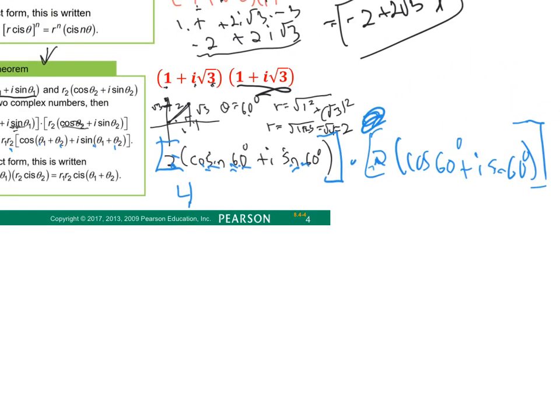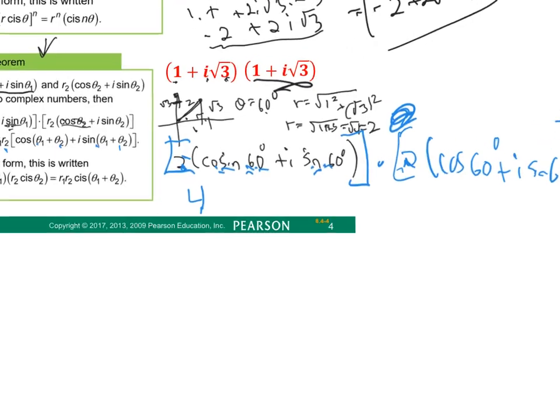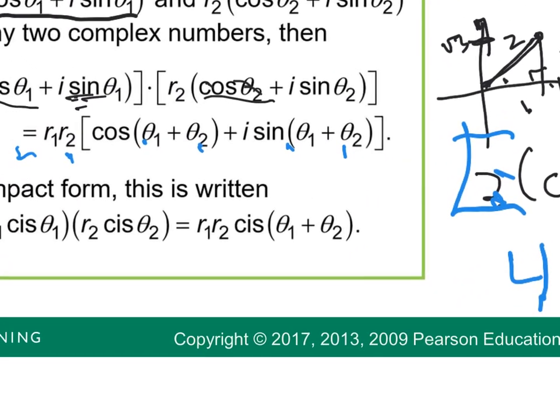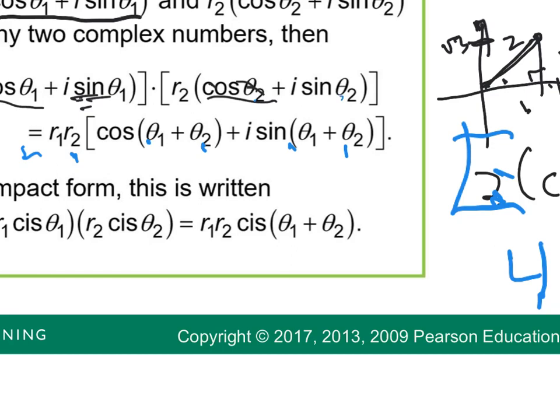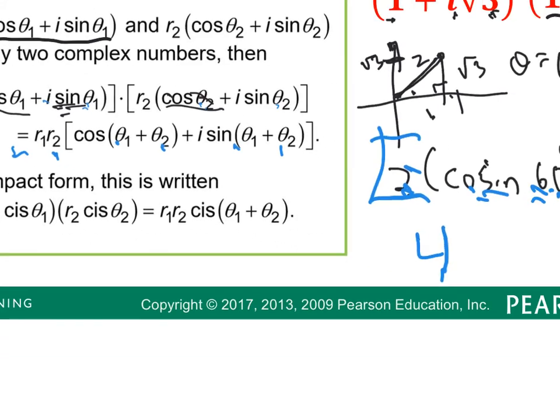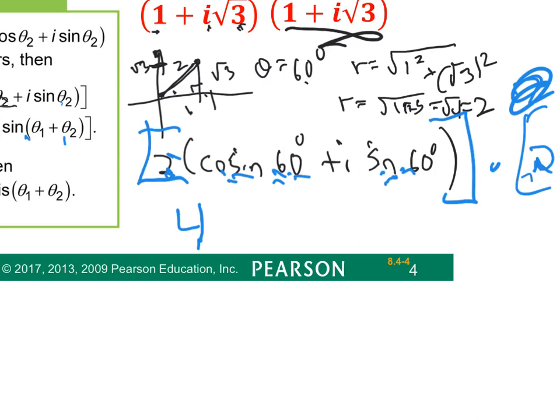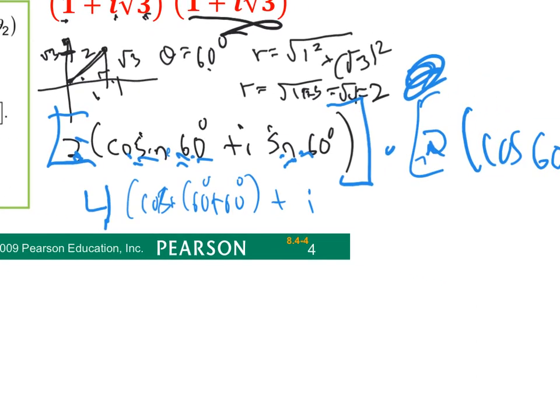Well, let me look at what I have here. These are my theta 2's, and these come from my theta 1's. So theta 1 was 60, so it's going to be cosine. I don't know why I wrote the whole word cosine. I didn't even write the E. Cosine of 60 plus 60 plus an I times sine of 60 plus 60.